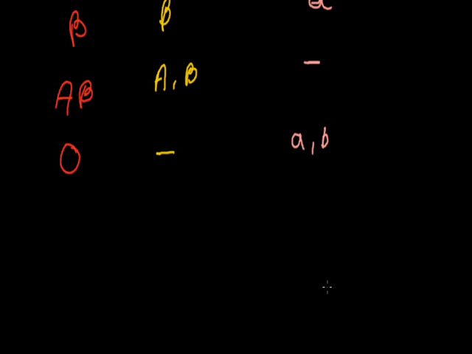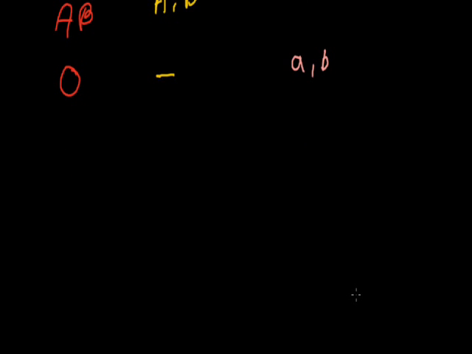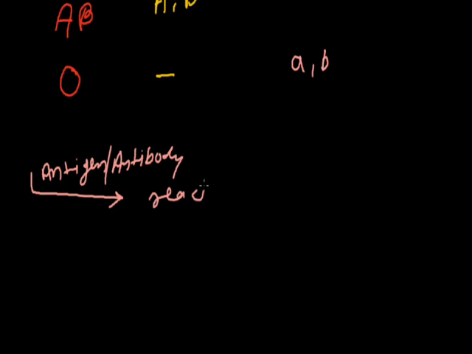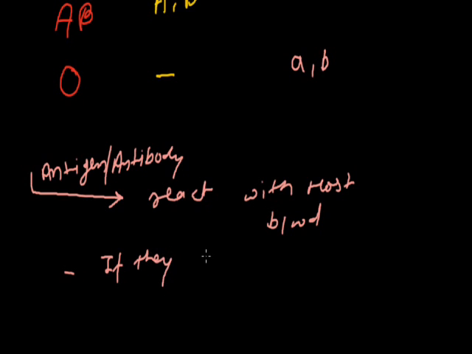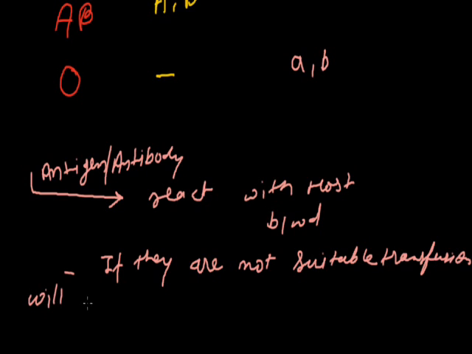If I deal with the reaction between blood groups, suppose a blood is coming with antigen and antibody. These antigen and antibody will react with the host blood. If they don't match, they will collapse. If they are not suitable, transfusion will not be possible.